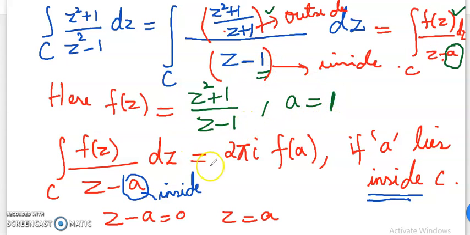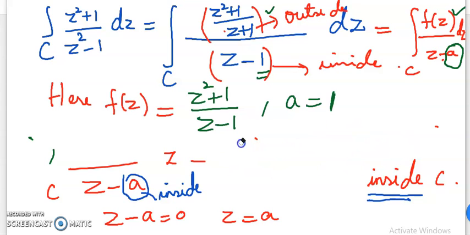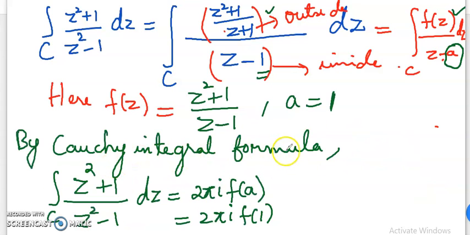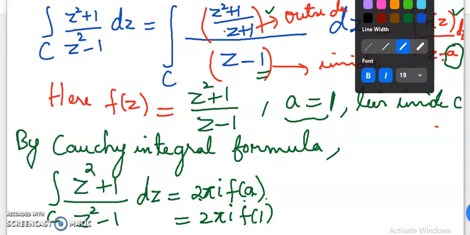So now we can apply this formula, since the integral over C of f of z by z minus a dz is equal to 2 pi i f of a. We can apply this by Cauchy integral formula. Our question is equal to 2 pi i f of a, because a lies inside C. Now 2 pi i f of a: f of a means f of 1, because a is 1. Now how to find f of 1?